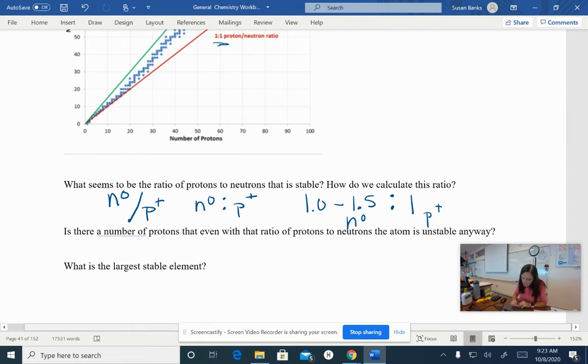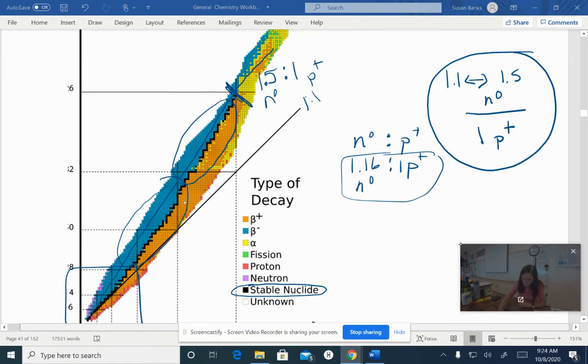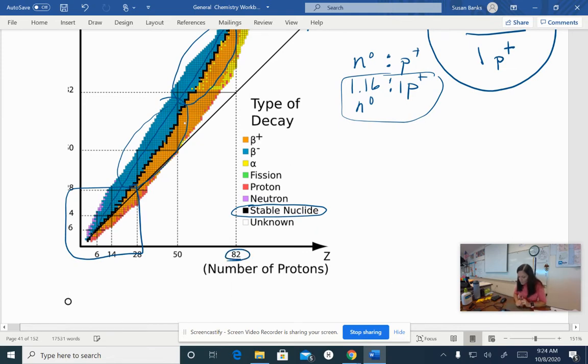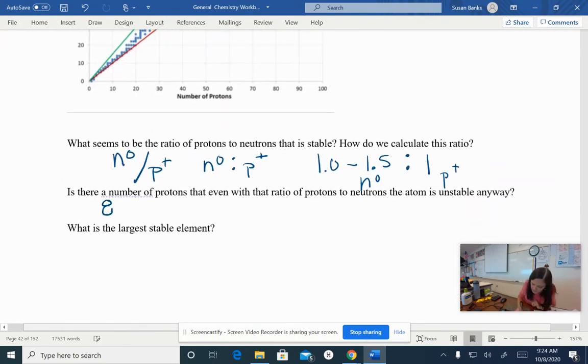Now, this next question: is there a number of protons where the ratio of protons to neutrons is unstable anyway? Let's go back up to this other graph. Notice once we got above this line, there was no stable isotope at all. And that was 82 protons. So if we look at our periodic table, 83 plus protons is always unstable, regardless of what the ratio of protons to neutrons is. So that means 82 protons is our last stable element.